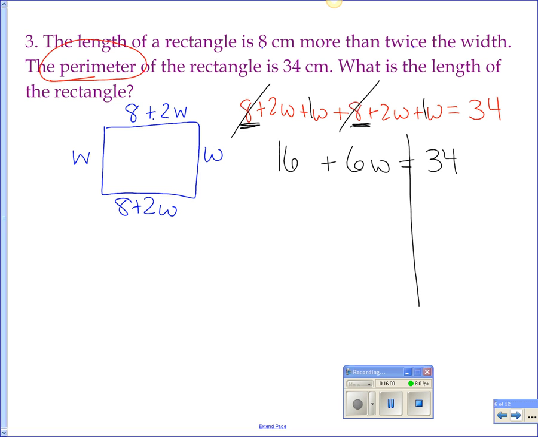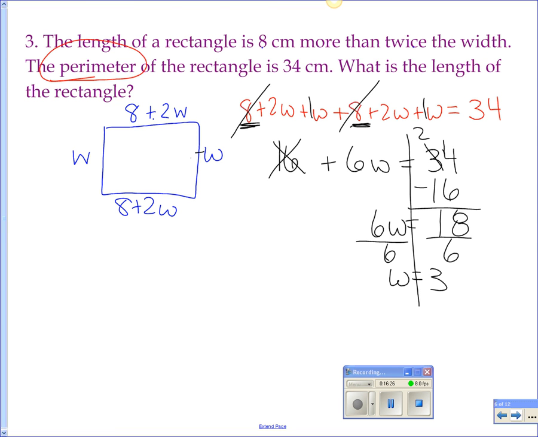Daniel, Monica, pick your heads up, please. Gracie, what happens next? Good. Subtract your 16. So let's see, that'd be 18. And Andrea, what do you do last? All right, so W equals 3.